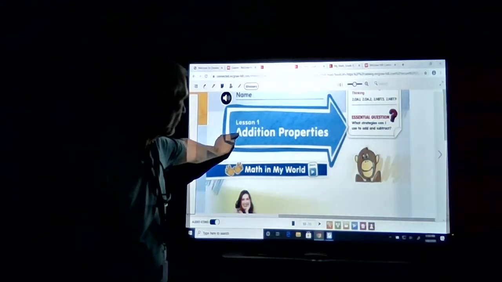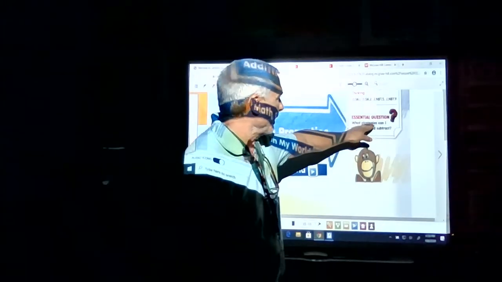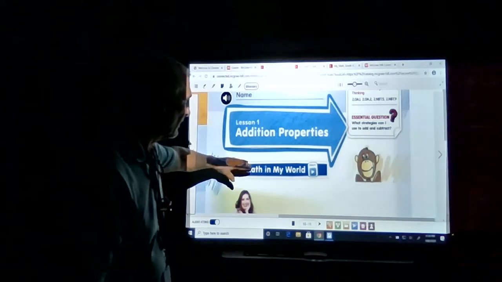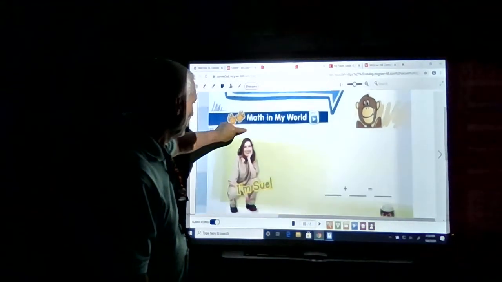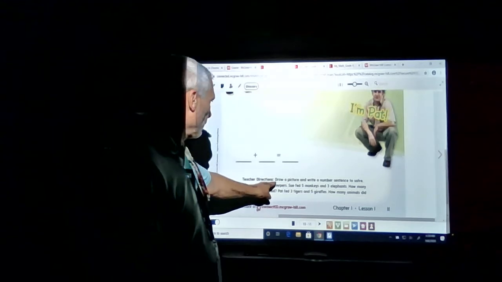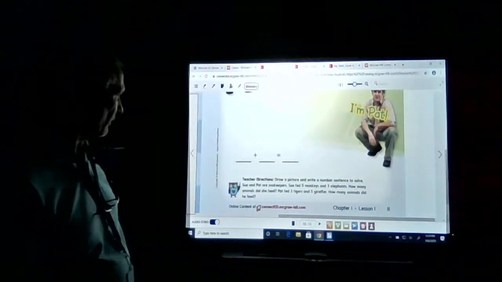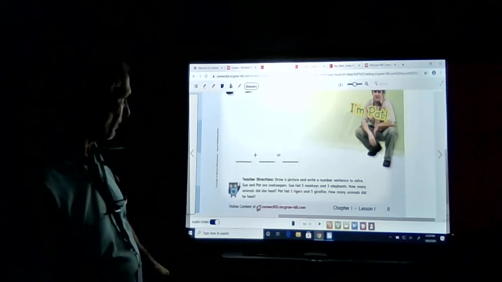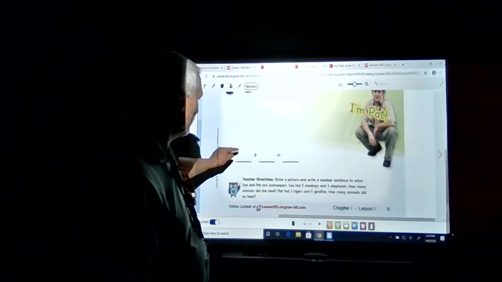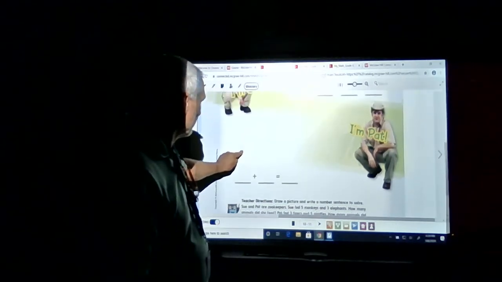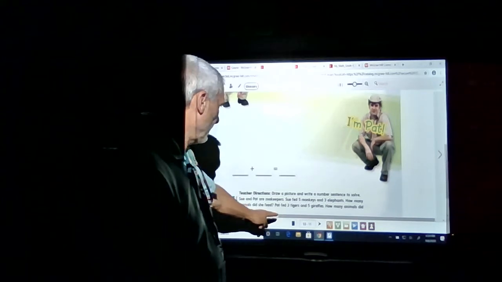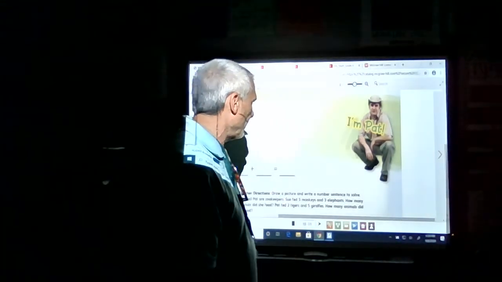Okay, second graders, lesson 1, addition properties. What strategy can I use to add and subtract? And we're going to take a look at an example right here. Math in my world. And here, this girl is Sue, and this is Pat. And it says down here, we're going to draw a picture and write a number sentence to solve. Sue and Pat are zookeepers. And Sue fed 5 monkeys and 3 elephants. How many animals did she feed? Sue, 5 monkeys and 3 elephants. And it also said Pat, he has 3 tigers and 5 giraffes.